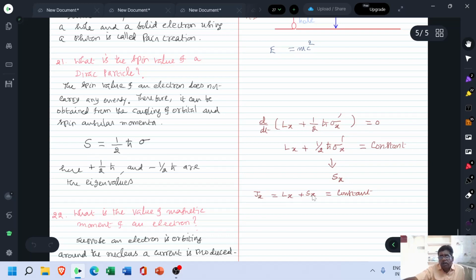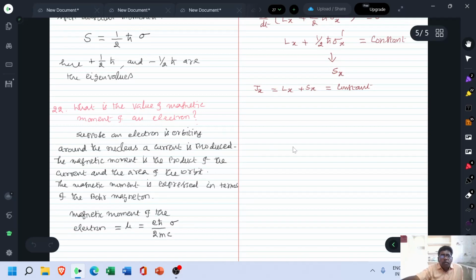You know that Jx equals Lx plus Sx equals a constant. So the quantity half h cross sigma is our x component of spin. In general, the spin S is half h cross sigma. Here plus half h cross and minus half h cross are the eigenvalues.